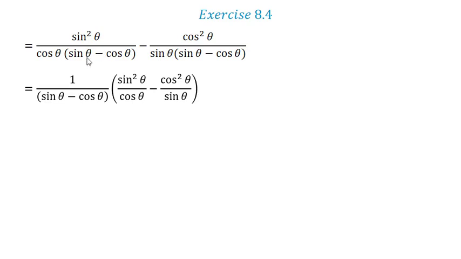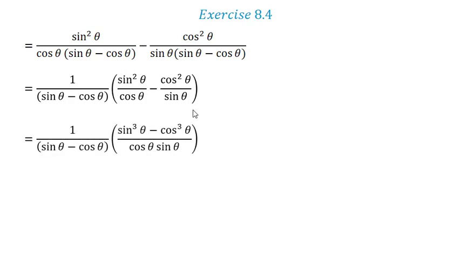So I will take this sin theta minus cos theta and sin theta minus cos theta common. So 1 upon sin theta minus cos theta is common. After taking 1 upon sin theta minus cos theta common, inside the bracket we have sin square theta upon cos theta minus cos square theta upon sin theta. I will cross multiply here. So it is sin cube theta minus cos cube theta upon sin theta cos theta.